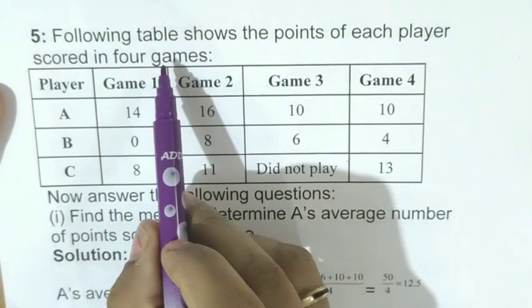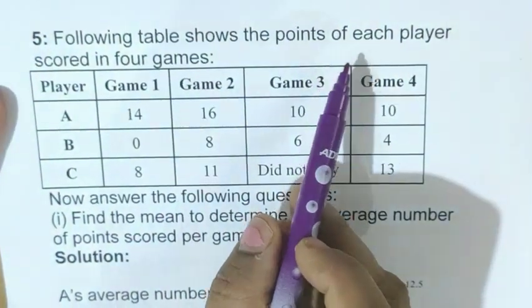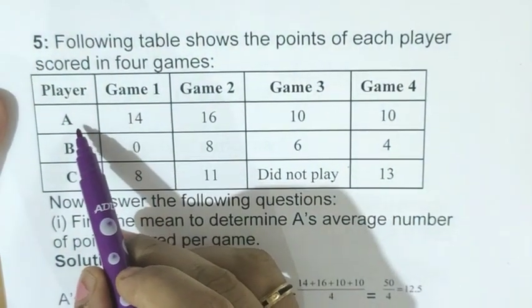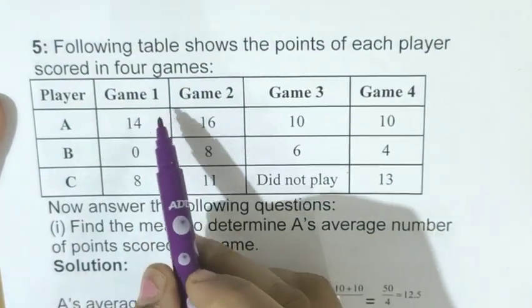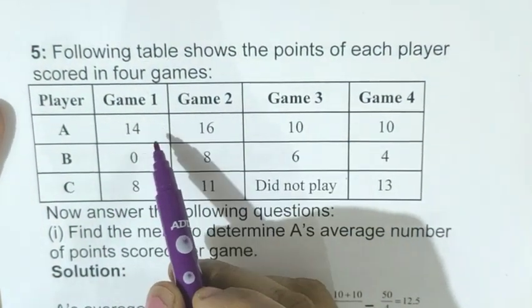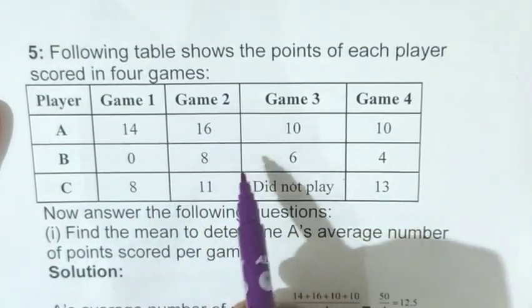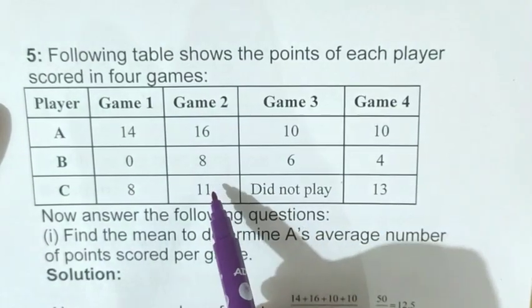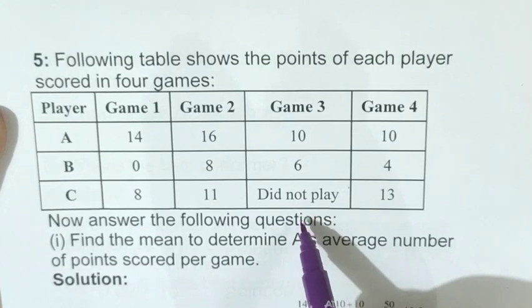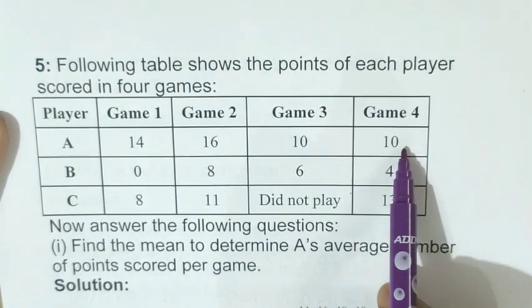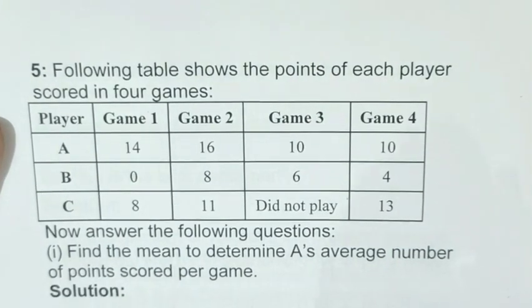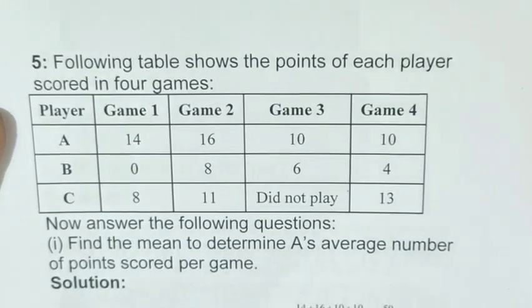Fifth question. The following table shows the points each player scored in 4 games. Players are A, B and C. Game 1, Game 2, Game 3, Game 4. In Game 1, they scored respectively 14, 10, 8. Game 2, 16, 8, 11. Game 3, 10, 6, but C did not play the third game. And in the fourth game they scored respectively 10, 4 and 13. Now answer the following questions.